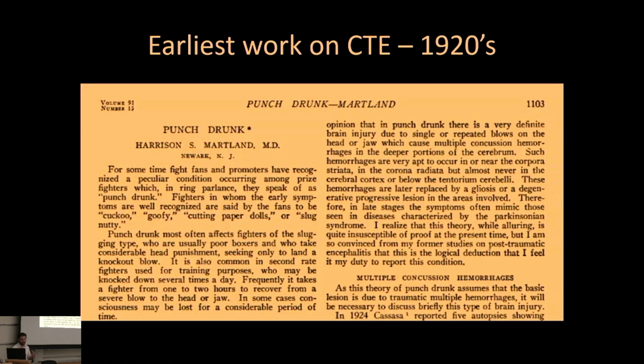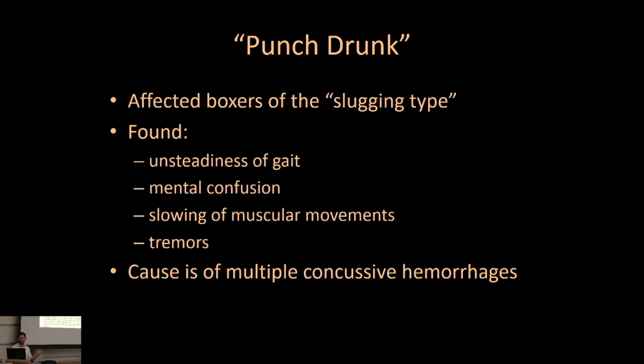Now, Dr. Martland is a pathologist, and he was involved in looking at individuals, particularly boxers, who were of the slugging type. Now, people that really stood in the pocket and hit each other. He found that these individuals who received a lot of blows in boxing had unsteadiness of gait, mental confusion, slowing of muscular movements, and tremors, and he thought this was caused by multiple concussive hemorrhages. So getting hit in the head a lot causes some sort of hemorrhage, which caused these clinical symptoms.